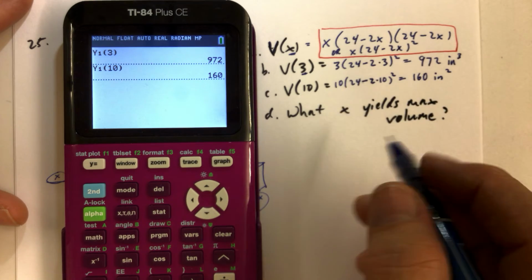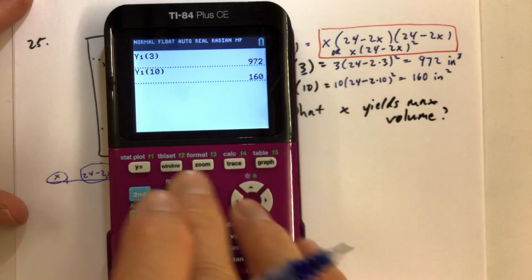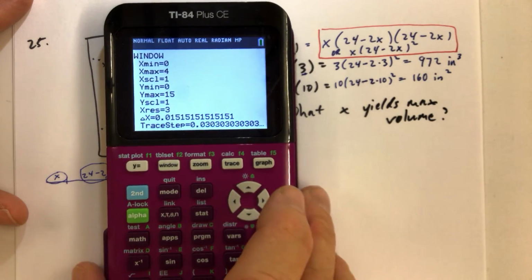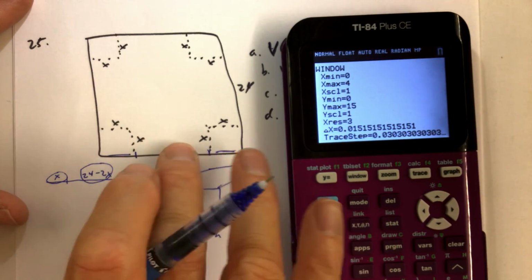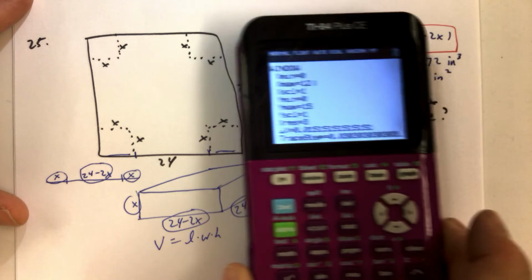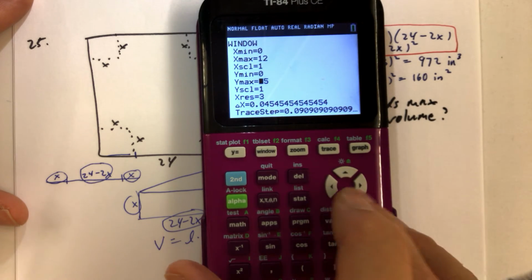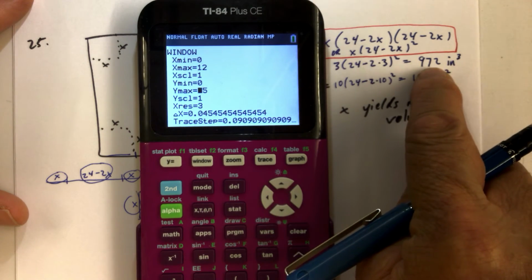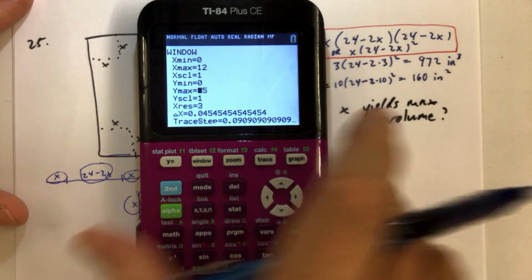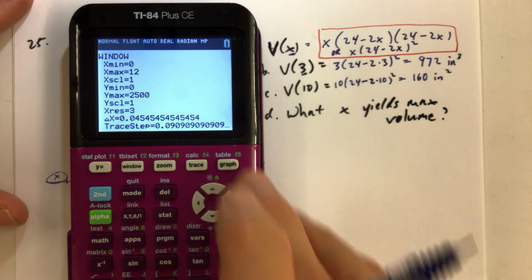And then what x yields maximum volume? Well, think about how big x could be. x can't be smaller than 0, and you can't take more than 12 away from one side. So let's let 12 be the maximum x, and then we know the volume can't be negative, and we're not really sure, but we know that the numbers get pretty big. So 972 if x is 3. So just to be safe, let's put 2500 for the y max.